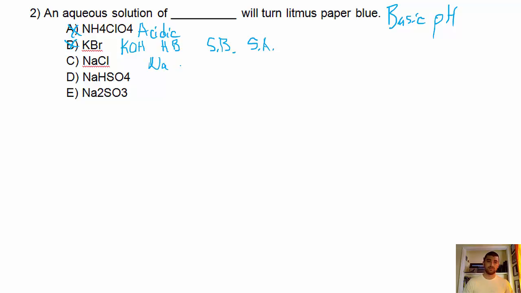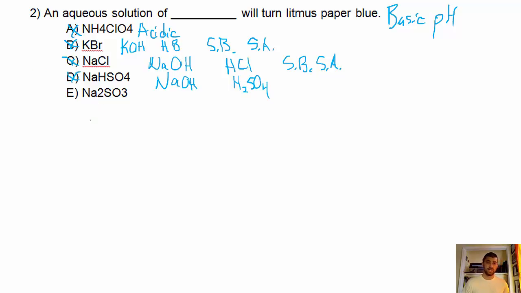NaCl is going to break up. We're going to have a chance for NaOH and a chance for HCl, which are both strong bases and strong acids, so it's going to remain neutral. NaHSO4, well, we're going to get NaOH, strong base, and possibility to get H2SO4, which is a strong acid, so that's going to stay neutral.